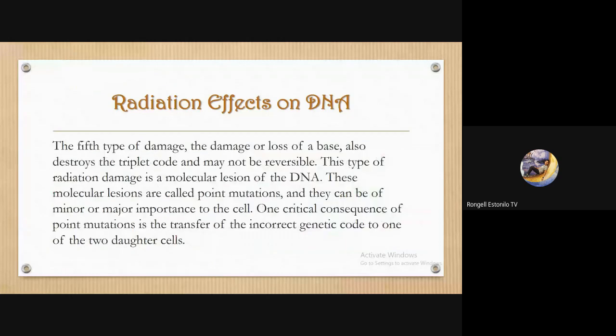Okay, so the fifth type of damage or loss of a base also destroys the triplet code and may not be reversible. So this type of radiation damage is a molecular lesion of the DNA. These molecular lesions are called point mutations, and they can be of minor or major importance to the cell. And one critical consequence of point mutation is a transfer of incorrect genetic code to one of the two daughter cells.